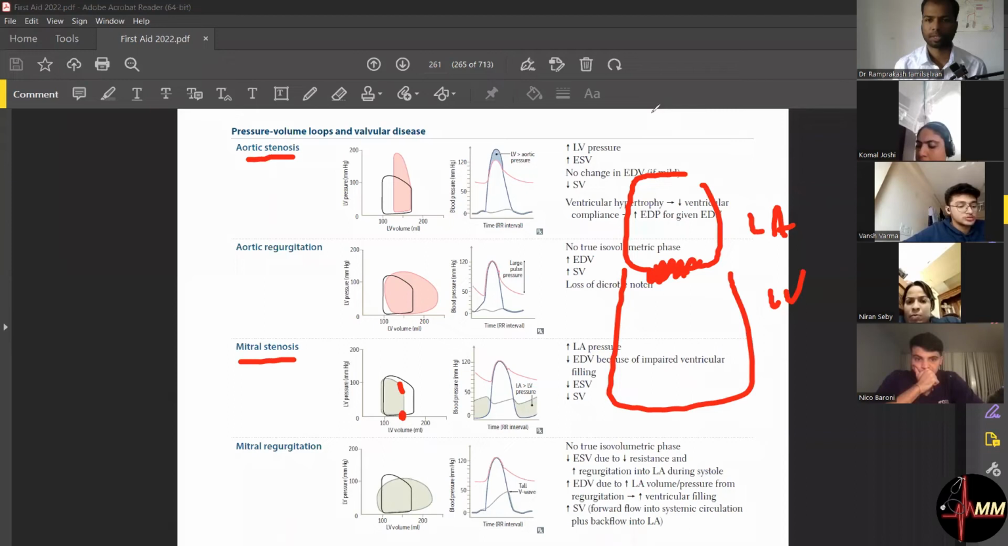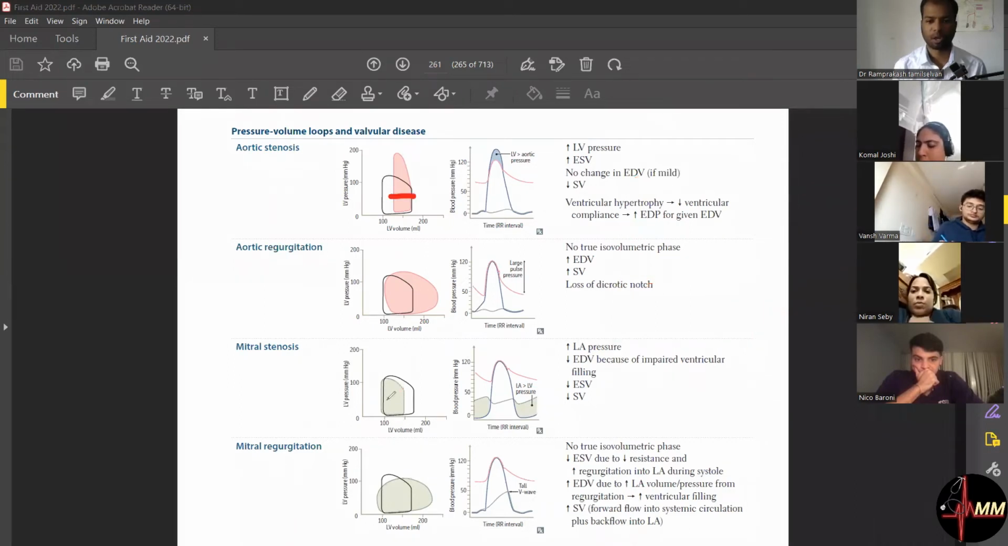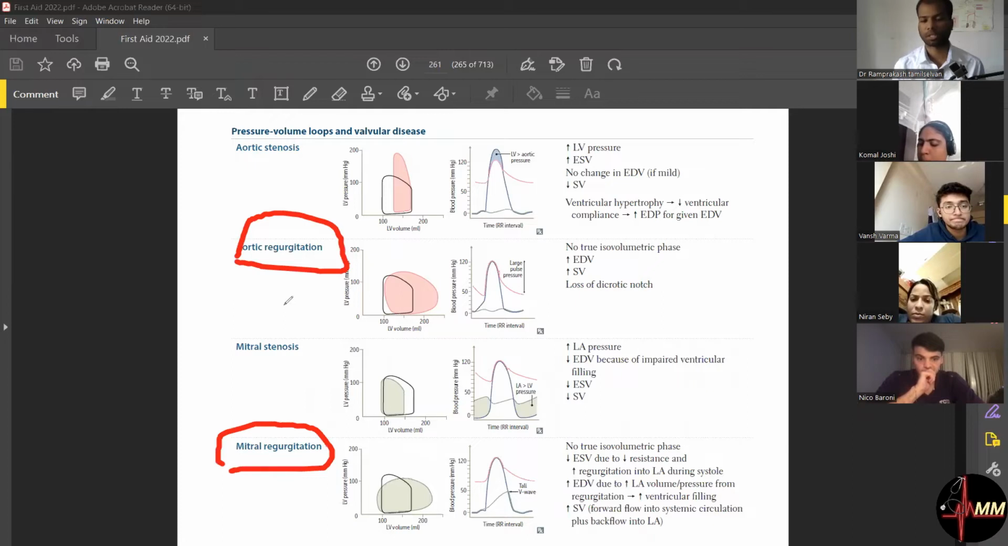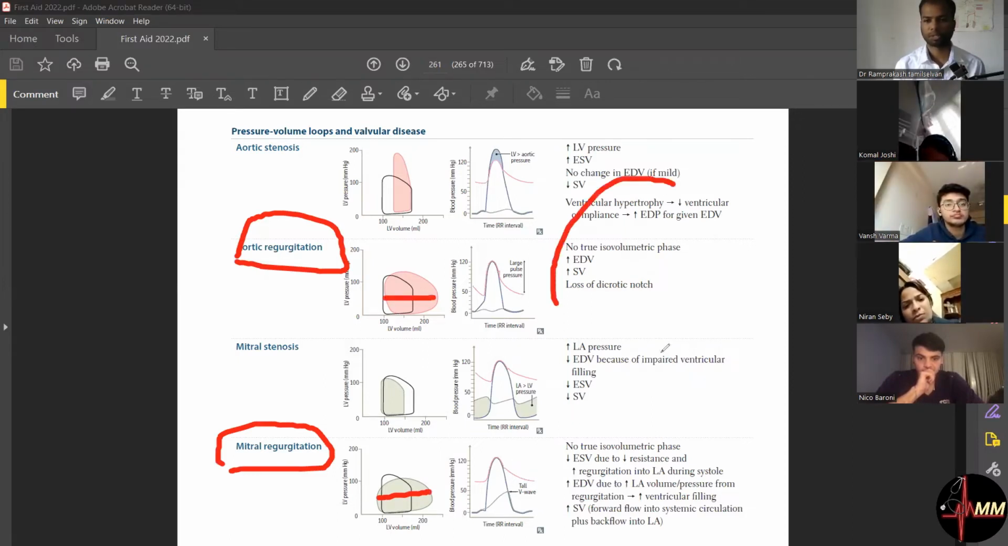So always first note the stroke volume; it's low. Note the afterload, I mean note the pressure: it's going to be high for aortic stenosis. And note the end diastolic volume: if it's low, it's going to be mitral stenosis. Clear? Now the other two, mitral regurgitation and aortic regurgitation. Here the stroke volume is going to be high, and there is no true isovolumetric phase. Why? Just think of a balloon here.